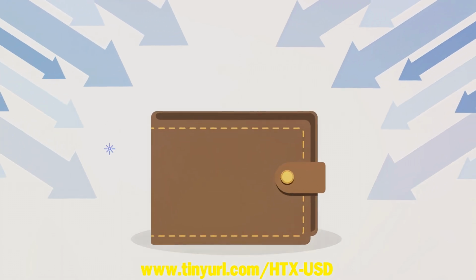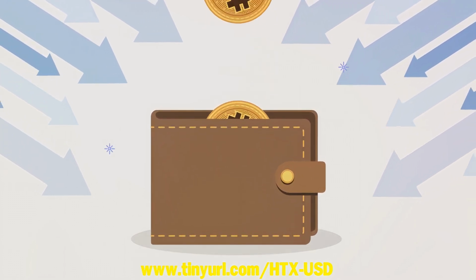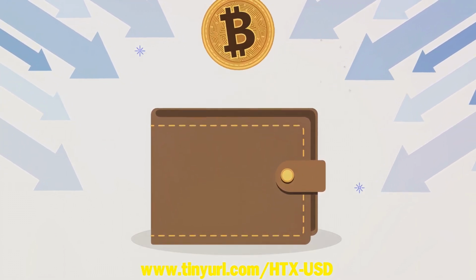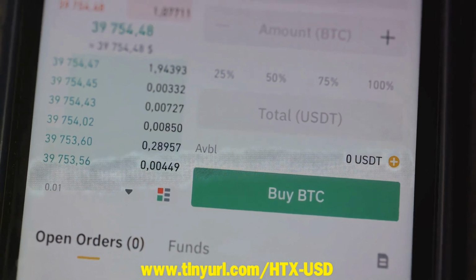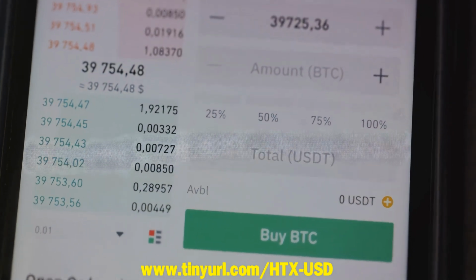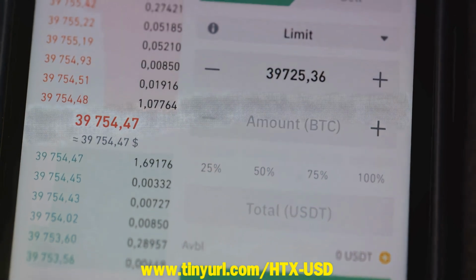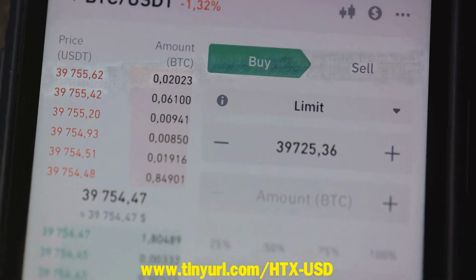Mobile wallets, which are essentially software wallets designed for smartphones, offer convenience at your fingertips. You can access your Bitcoins anytime, anywhere. However, security is a concern, especially if your phone is prone to theft or loss.